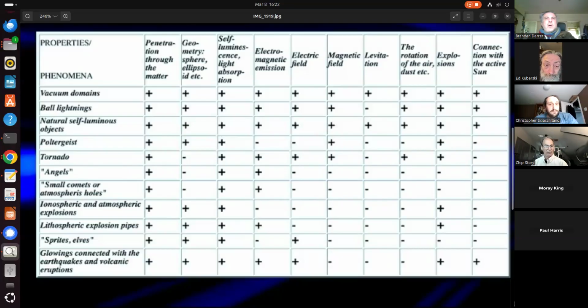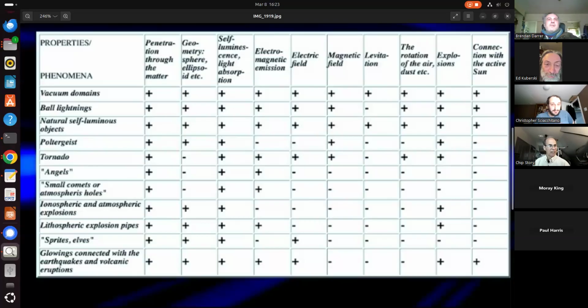Tornado. Okay. No geometry, sphere, ellipsoid, etc., and no levitation on the tornadoes. No connection with the sun. Angels, three pluses there, check marks for penetration through the matter, self-luminescence, light absorption, and electromagnetic emission. Negatives for all the other properties. Notice that the poltergeist beat the angels. I did. My God, how can that be?